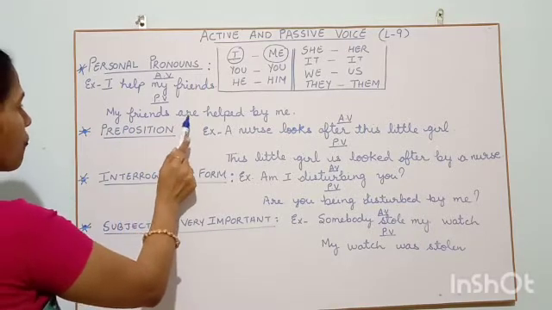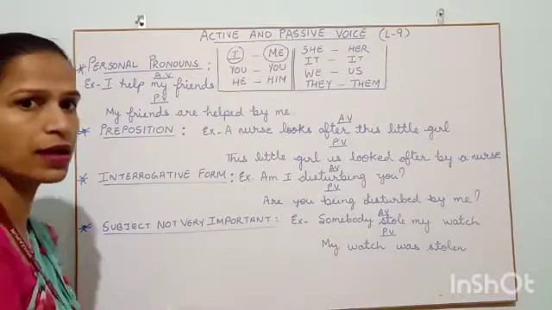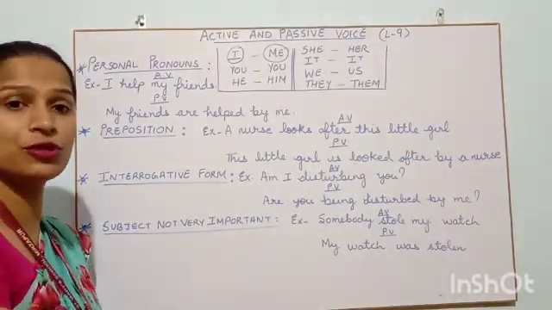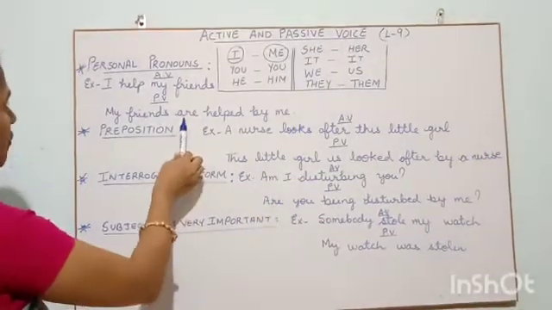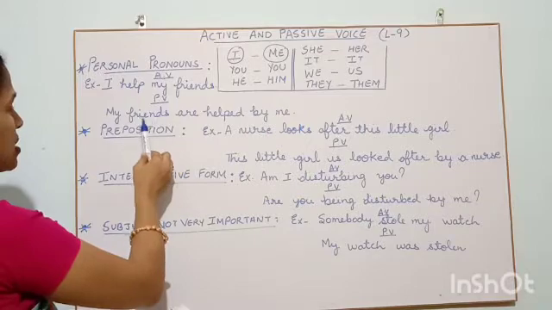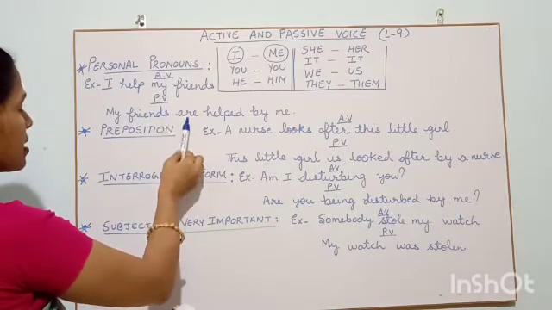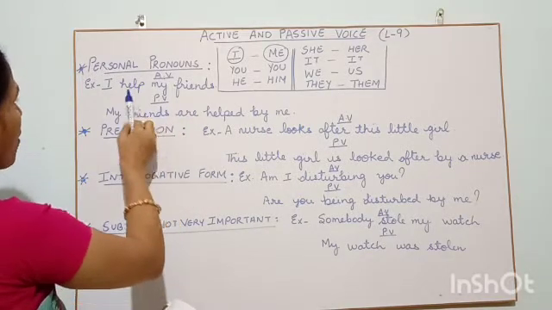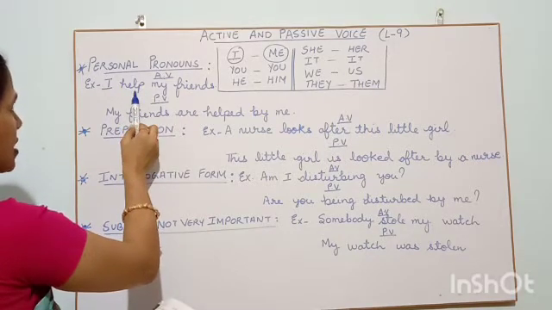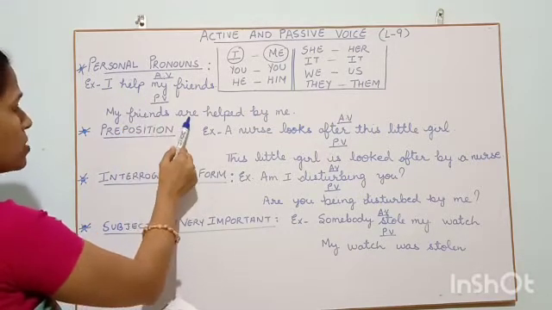Then "are." From where have I picked this word "are"? This is an auxiliary or helping verb which I have told you we use. I have taken "are" because it is talking about friends, which means we have a number of friends. That is why I have used "are." Then, since it is "helped," it is in the present tense.